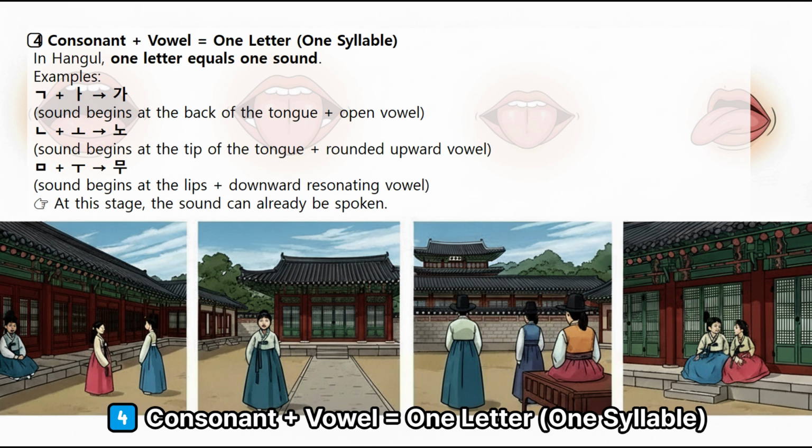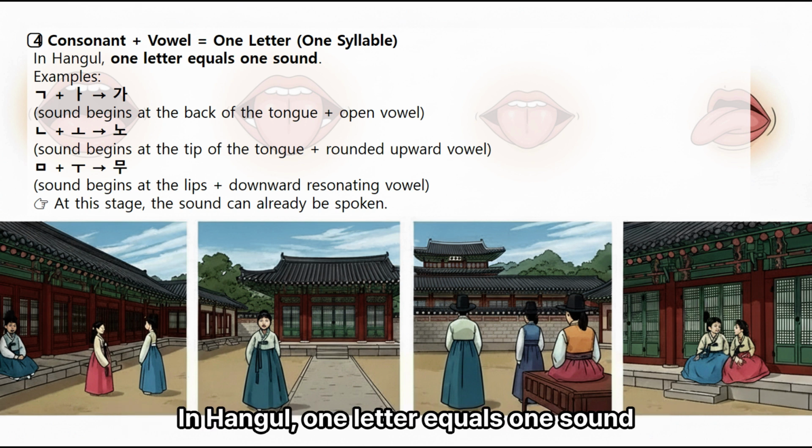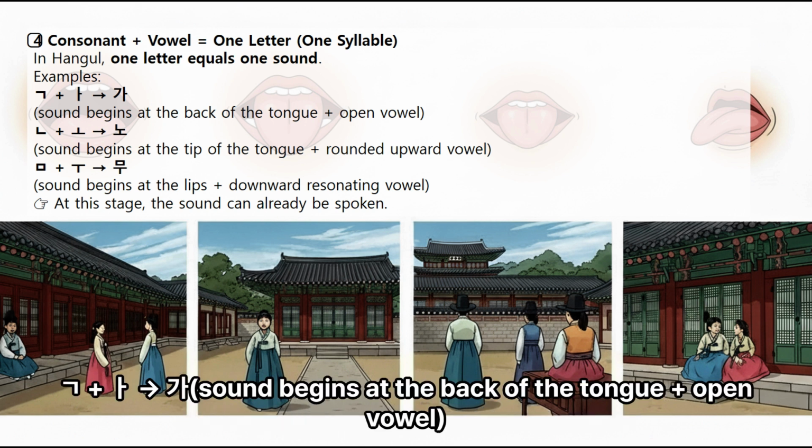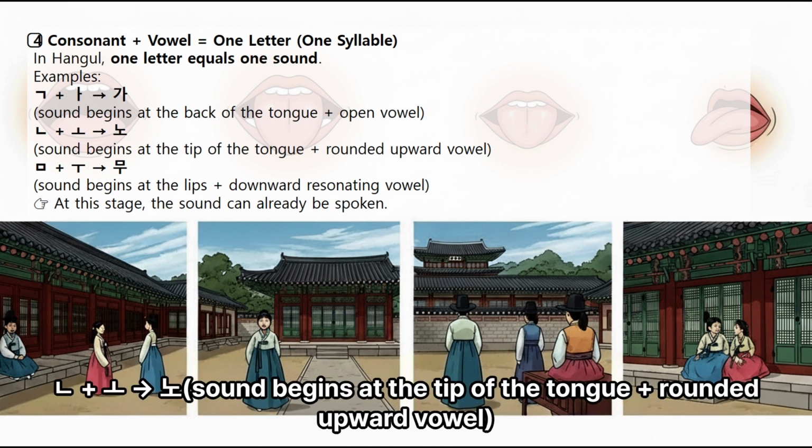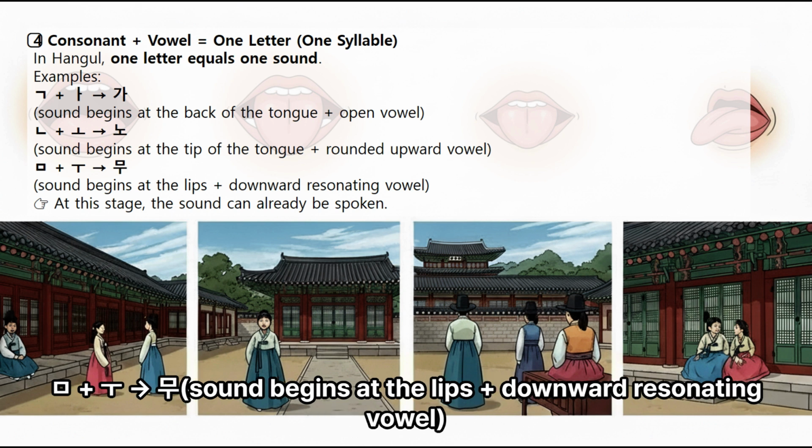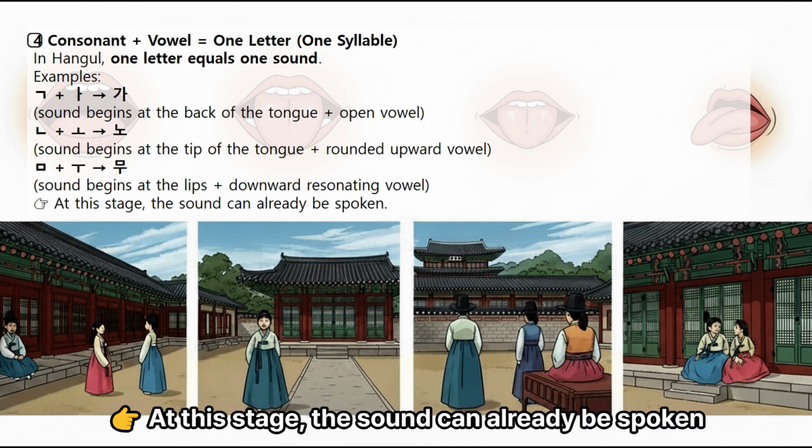Consonant plus vowel makes one letter, one syllable. In Hangul, one letter equals one sound. Examples: Ga, a sound that begins at the back of the tongue with an open vowel. No, a sound that begins at the tip of the tongue with a rounded upward vowel. Mu, a sound that begins at the lips with a downward resonating vowel. At this stage, the sound can already be spoken.